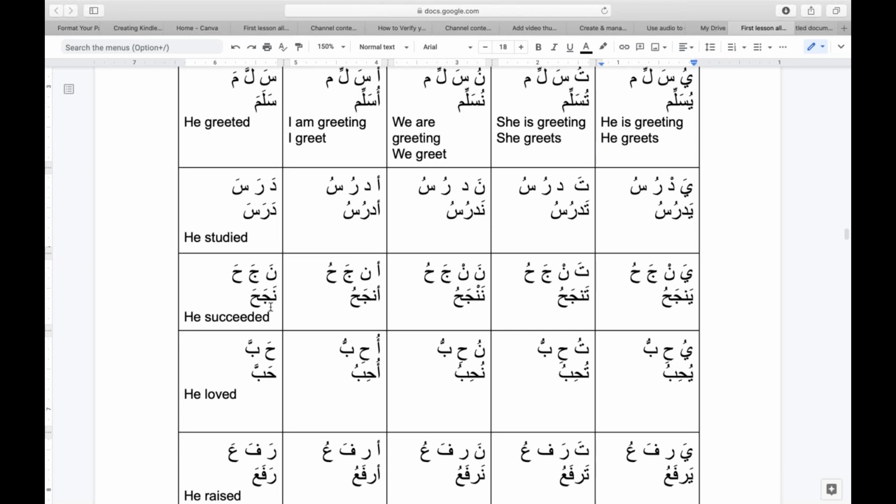In this level, we're going to focus on the past and the present tense. And then once we end some important material, we're going to jump to the past and command tense.